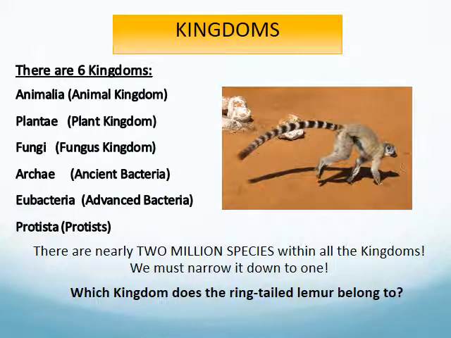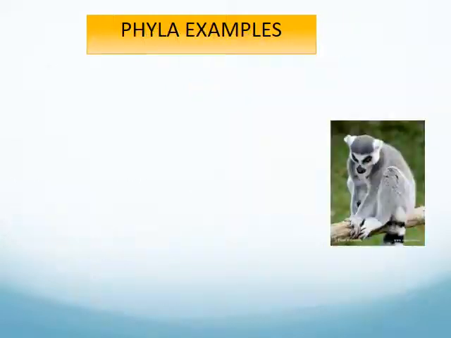Okay, so now that we've figured out that it's a eukarya, we need to determine which of the 6 kingdoms it's going to belong to. Is it the animal kingdom, the plant kingdom, the fungus kingdom? Is it an ancient bacteria? Is it an advanced bacteria, the new bacteria? Is it a protist? We've got 2 million species within all the kingdoms, and we got to narrow it down to just one. So which kingdom do we think the red ring-tailed lemur belongs to? If you said animal kingdom, you are correct.